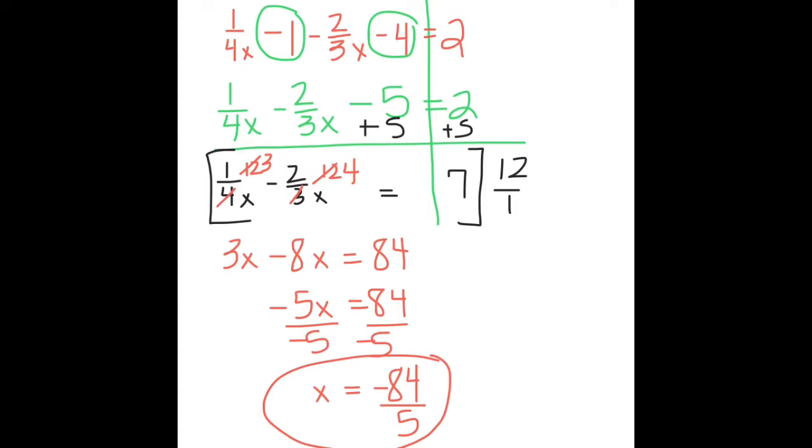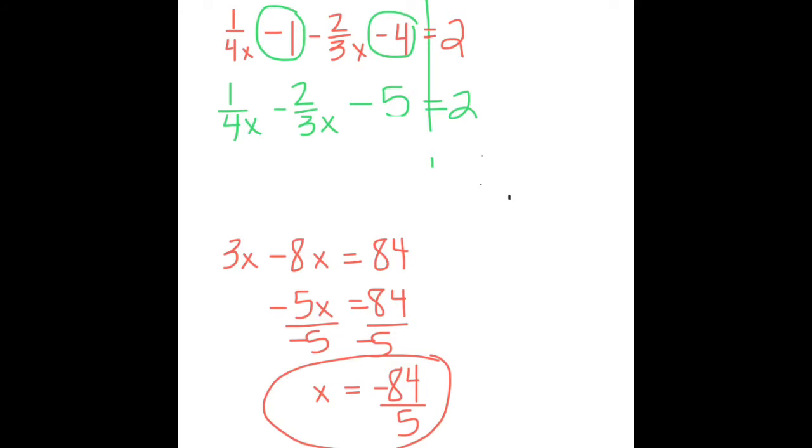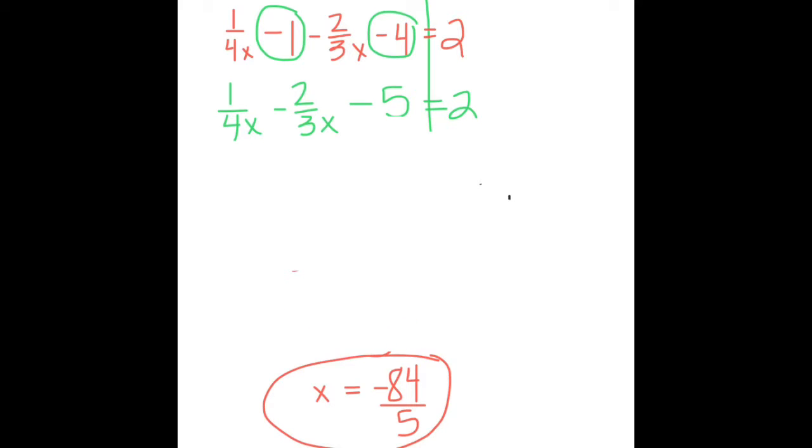Is there another way to do this without eliminating the fractions? Absolutely. I want to show you that because some of you don't like eliminating fractions. So I want to show you that step. So I'm going to erase this, but I am going to keep my answer, because I think it's important that I can show you that we are still going to get the same answer each time. So I am going to add 5 to both sides. So I have 1/4 x minus 2/3 x equals 7.